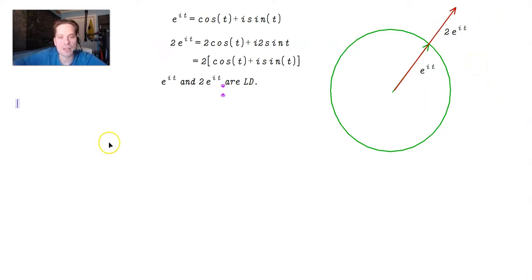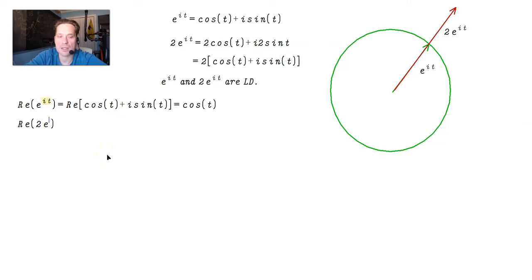Now, in this particular case, if you take the real part of e^(it), or the imaginary part, just break it up into real and imaginary parts. The real part of e^(it) would be the real part of the expression cosine t plus i sine t, so just extract the cosine part, cosine t. The real part of 2e^(it), if you extract that, would be the real part of 2 cosine t plus i 2 sine t.